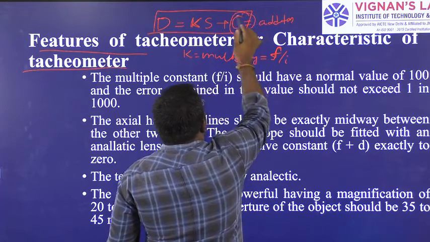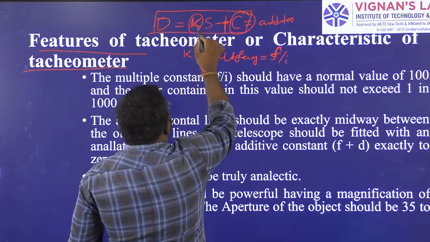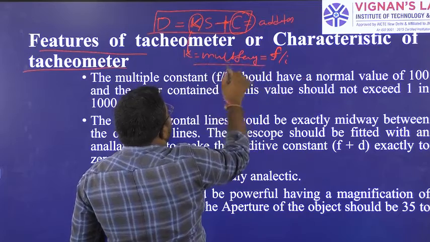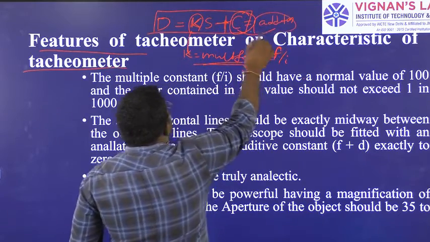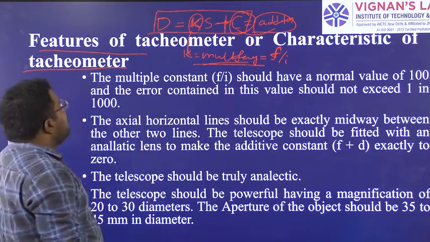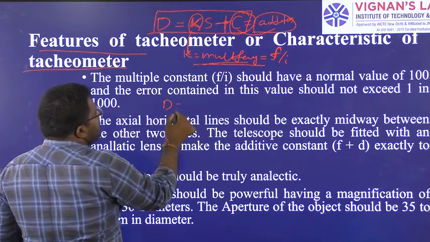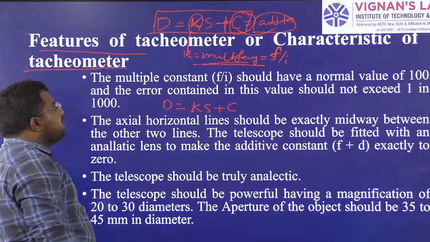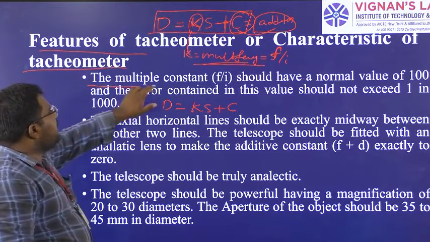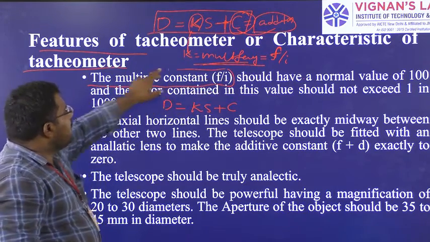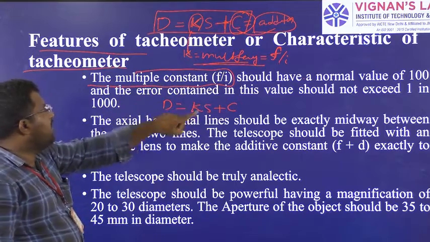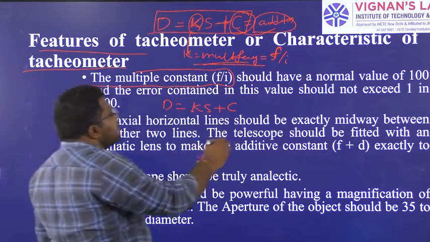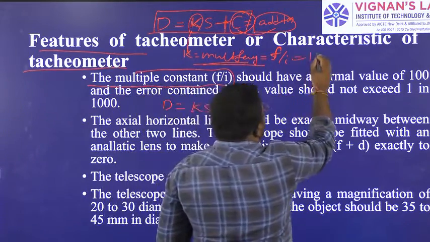Why it is added to the equation and it is multiplying, that's why it is called the multiplying constant. This is the additive constant. So the total thing will be D = KS + C, right? KS plus C. That's why the multiplying constant f by i will have a normal value of 100. So the multiplying constant will be equal to 100.